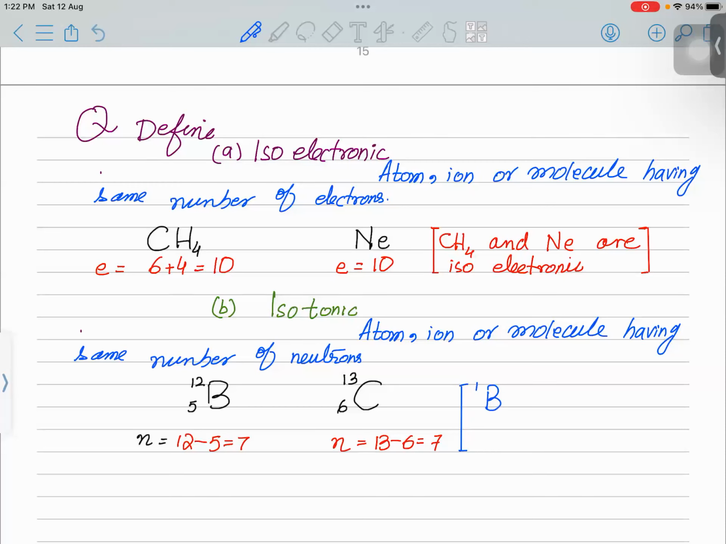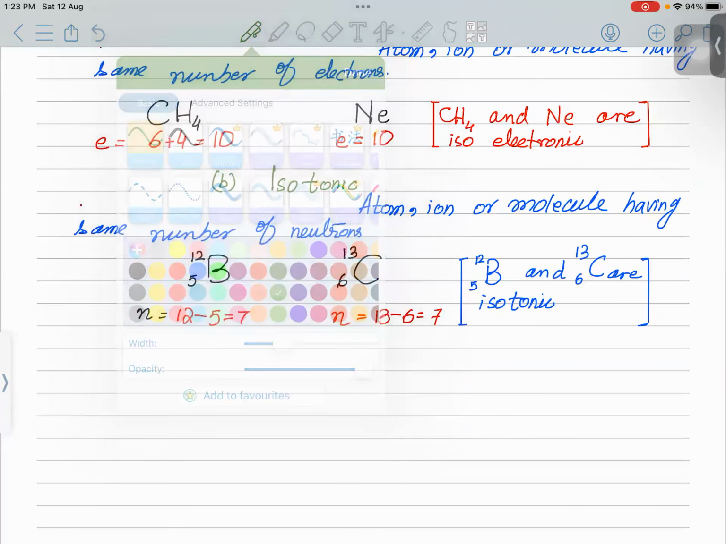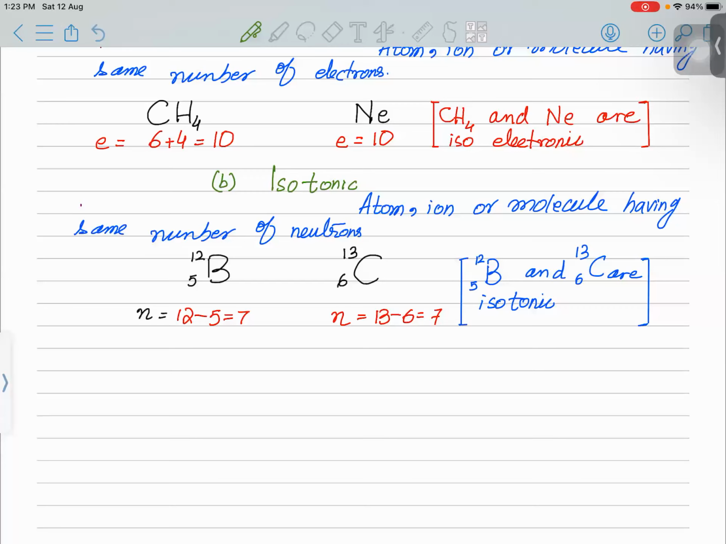So boron 12, 5 and carbon 13, 6 are isotonic. Why are they isotonic? Because they have the same number of neutrons.